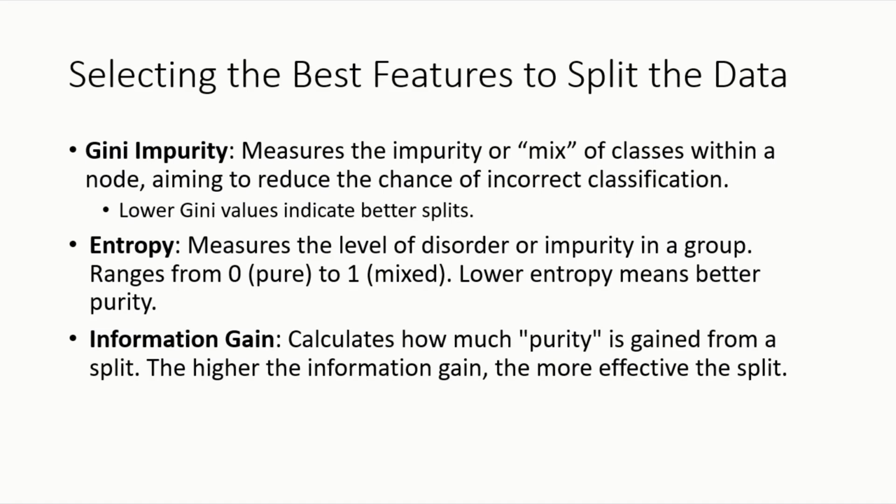When selecting the best feature to split the data, we can use metrics like the Gini impurity and entropy/information gain. These are the most commonly used. Gini impurity measures the impurity or mix of classes within the node, aiming to reduce the chance of incorrect classification. Lower Gini values indicate better splits. Entropy measures the level of disorder or impurity in a group ranging from 0, which is pure, to 1, which is mixed. Lower entropy means better purity. And information gain calculates how much purity is gained from the split. The higher the information gain, the more effective the split.